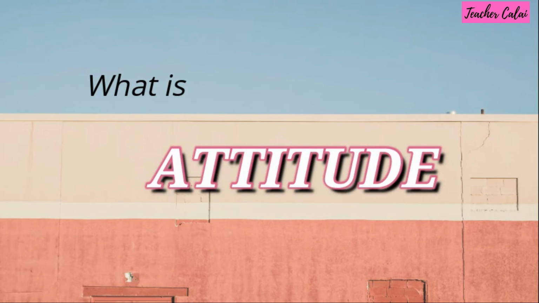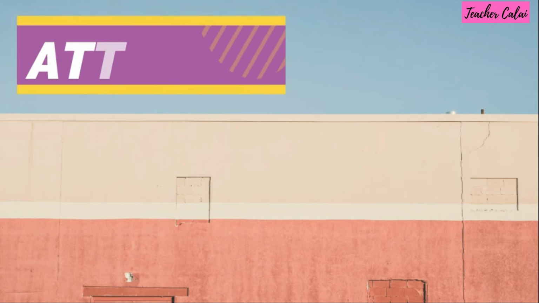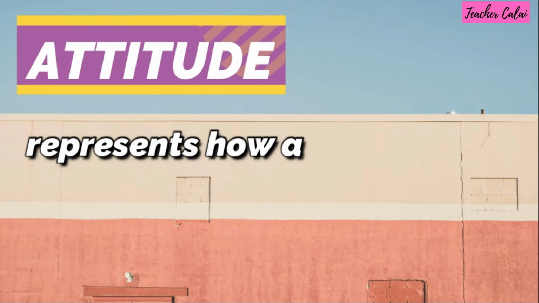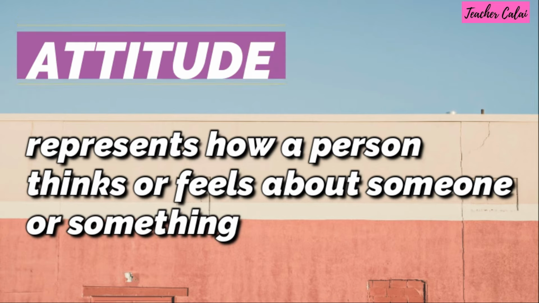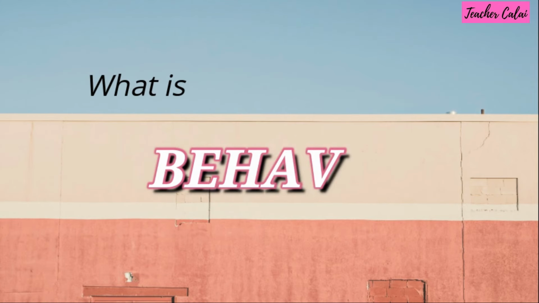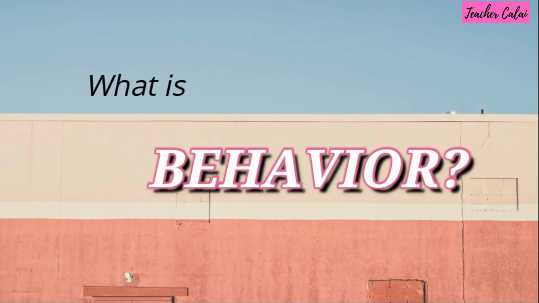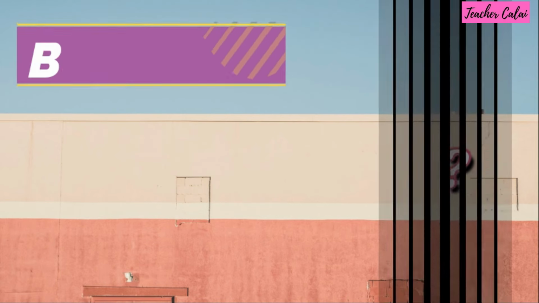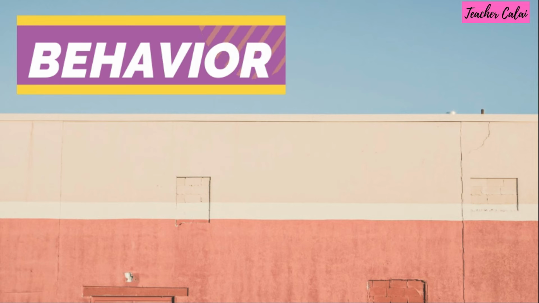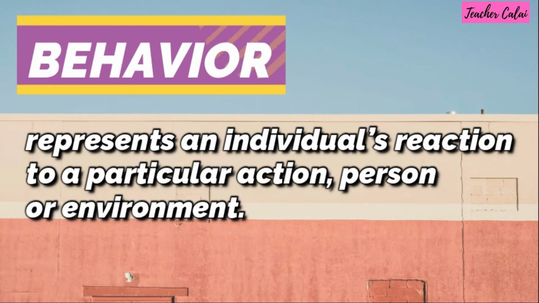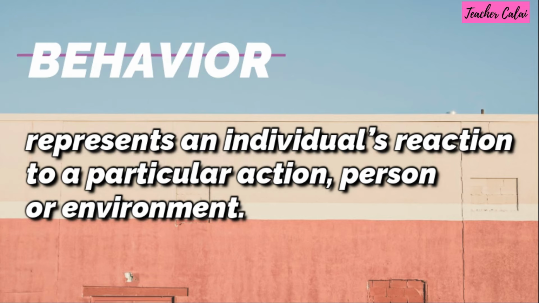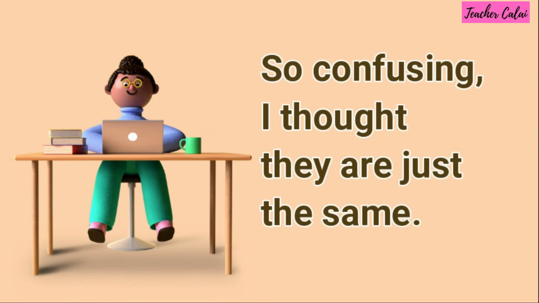What is attitude? Attitude. It represents how a person thinks or feels about someone or something. And what about behavior? Behavior. It represents an individual's reaction to a particular action, person, or environment. Sounds confusing. I thought they are just the same.